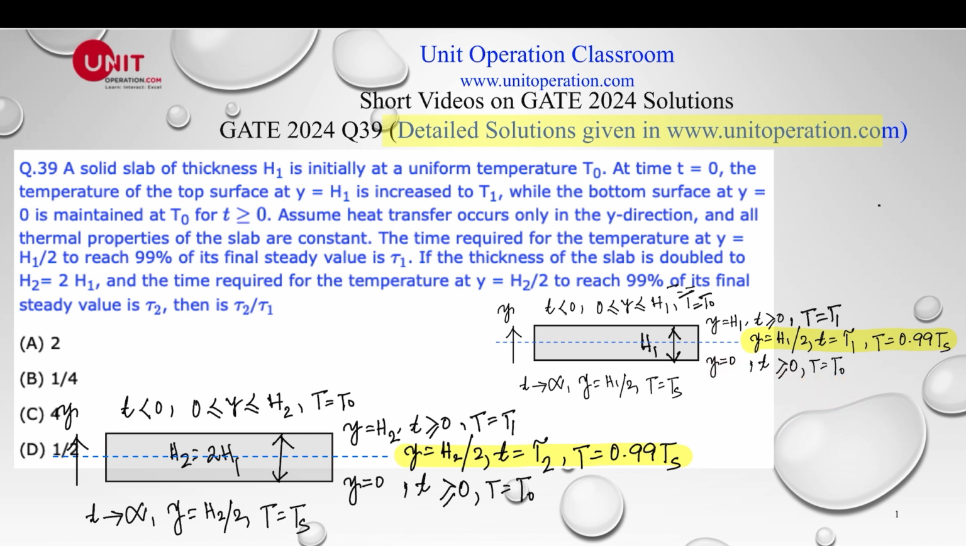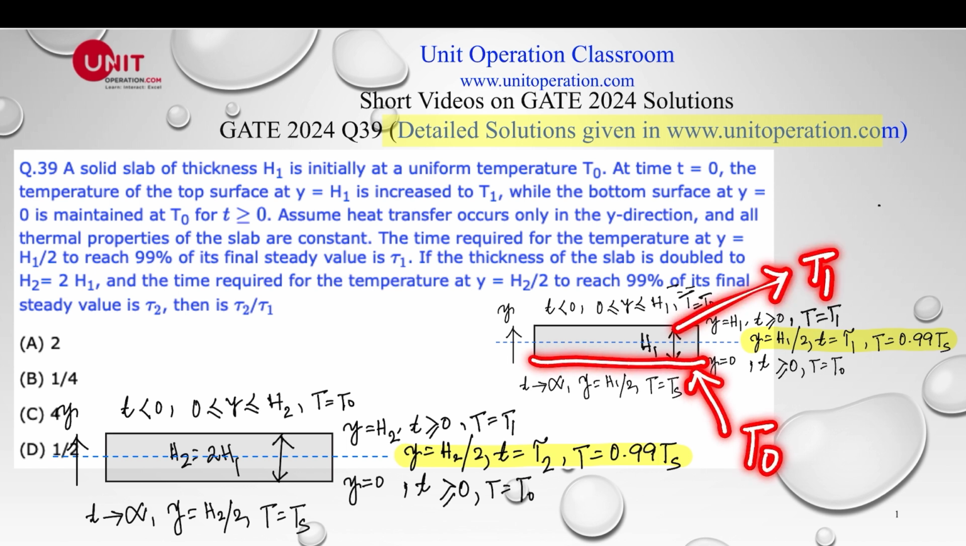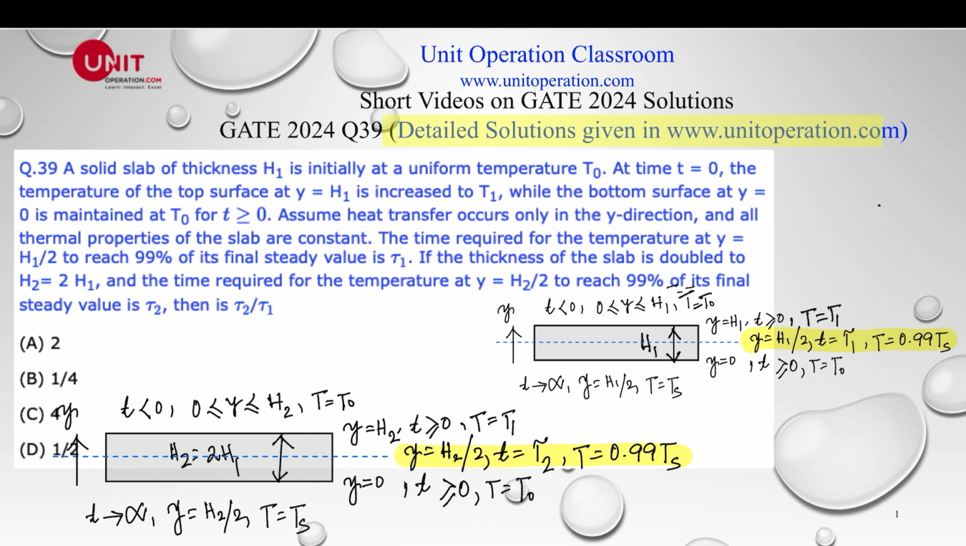So what happens initially: the entire thing was at T0. At a certain time t greater than or equal to 0, I increase this temperature to T1 while this temperature remains constant at T0. So of course, there will be a heat flux along this direction. Now it says assume heat transfer occurs only in the y direction. Of course, if I put the y this way, there will be a negative y direction heat transfer. And all thermal properties of the slab are constant.